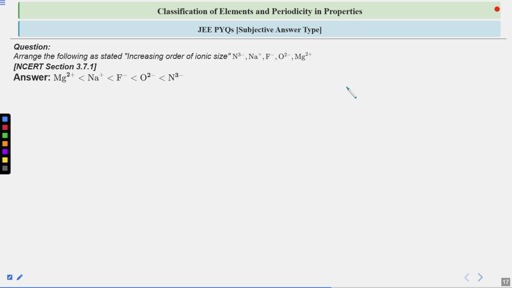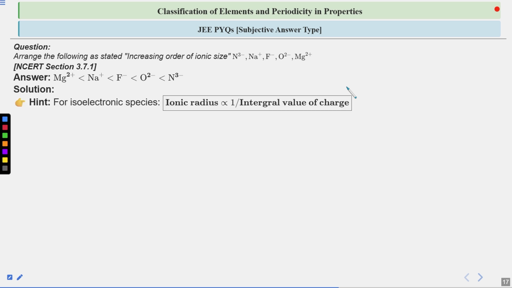Why are we saying it so? We have already seen this multiple times: for isoelectronic species, the ionic radius is inversely proportional to the nuclear charge. So what is the order of nuclear charge? Mg2 plus has the greatest charge, then comes sodium plus, F minus, O2 minus, and N3 minus.